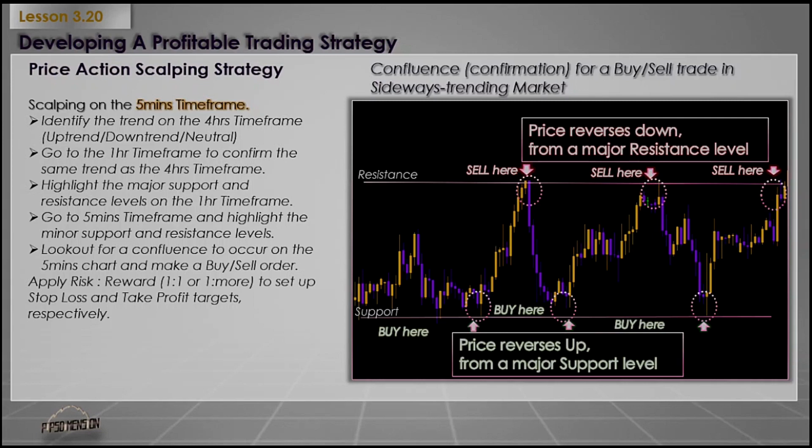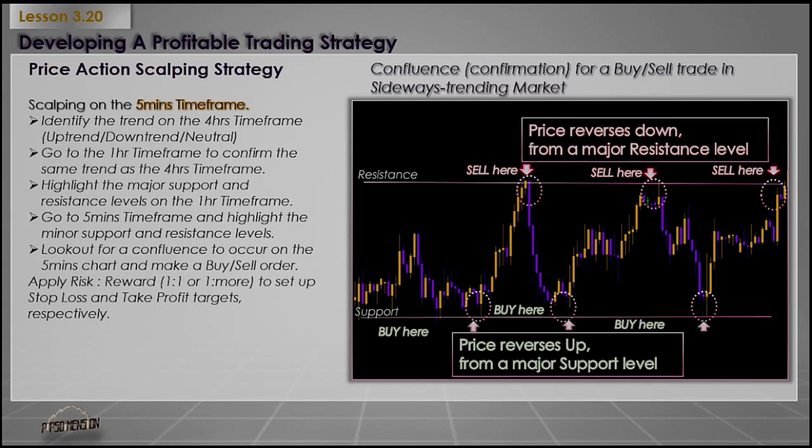You have to apply a risk to reward ratio of 1:1 or 1:more to set out your stop loss and your take profit targets respectively. Meaning your take profit target should always be more than your stop loss target, so that even if you are making above 60% win rate, you'll still be a profitable trader.